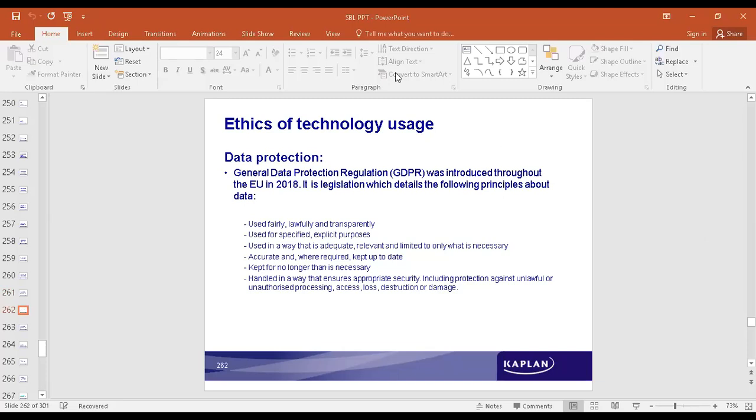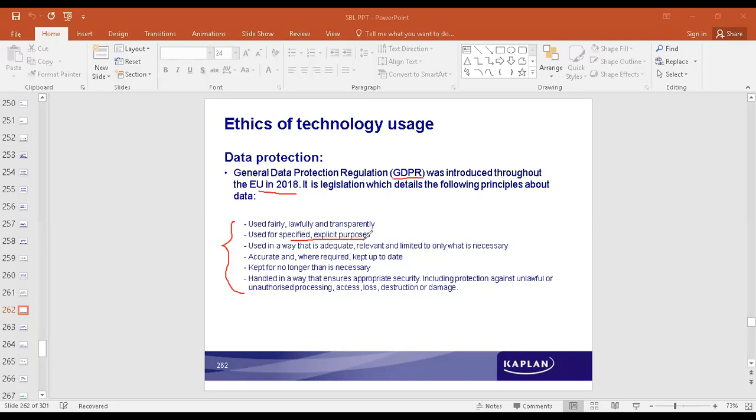Whenever we talk about the usage of data, this is regulated by GDPR, the General Data Protection Regulation. This was introduced throughout the European Union in 2018. It is legislation which details the following principles about how the data is used. The data should be used fairly, lawfully, and transparently. It should be used only for specified explicit purposes. Only the specific purpose which is mentioned, it has to be used for.